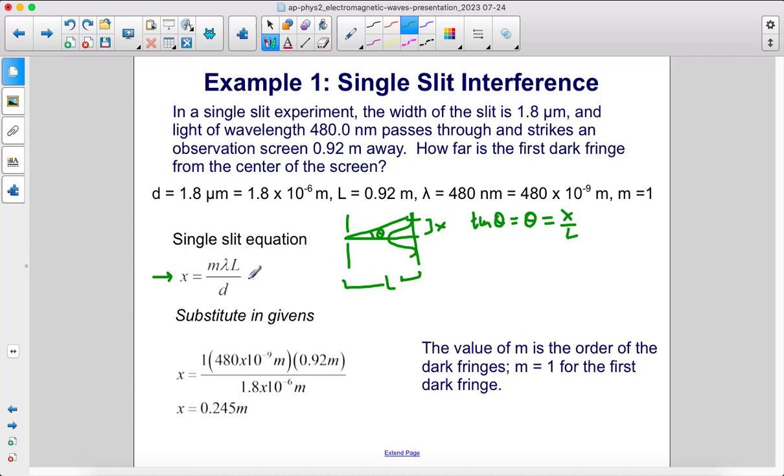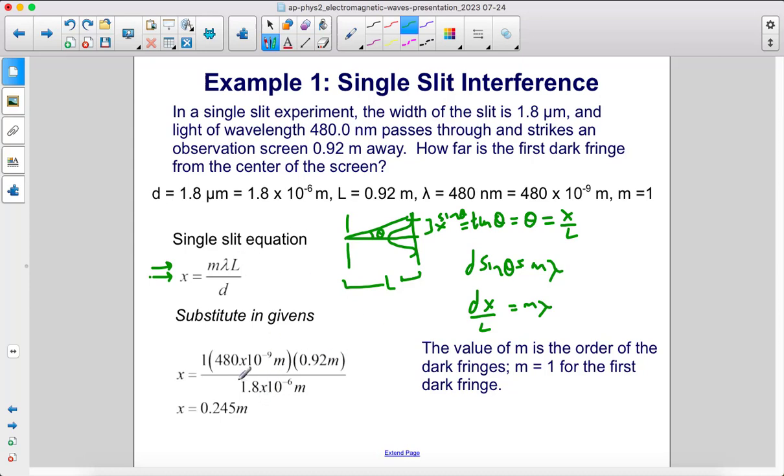The equation that is on the equation sheet is d sine theta equals m lambda, which not only gives you the bright spots in a double slit experiment, but it gives you the dark spots in a single slit experiment. So we can replace sine theta, which is also approximately equal to tan theta, which is also equal to theta when you have a very small angle. So we can replace sine theta with x over L. So d x over L equals m lambda. Solve this for x and we get this equation here.